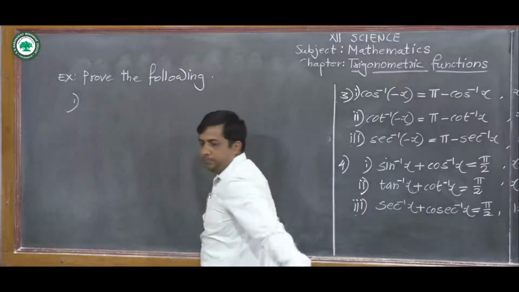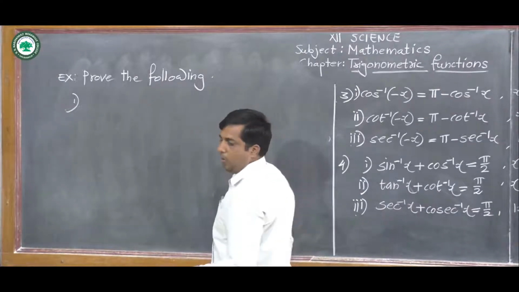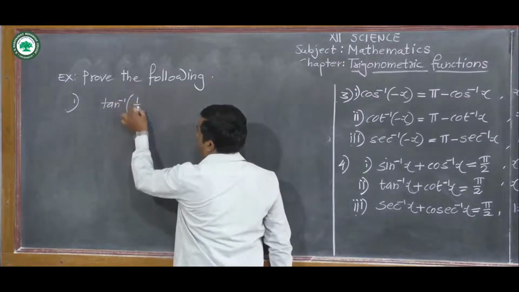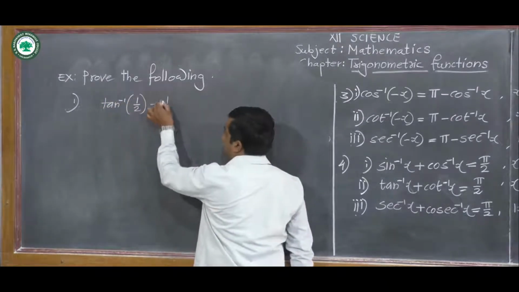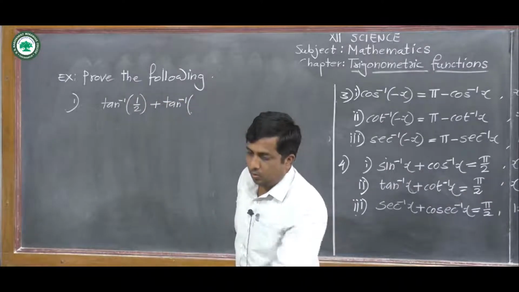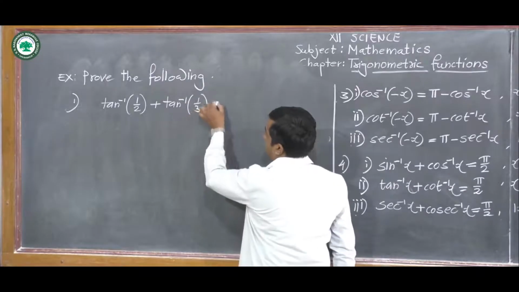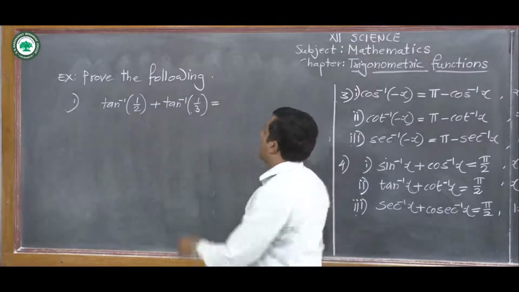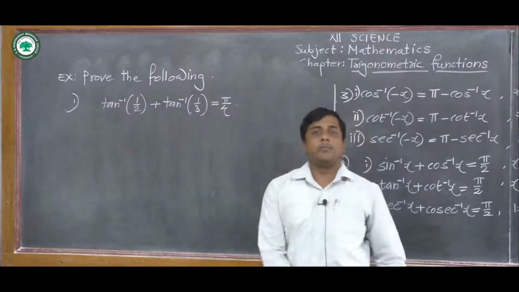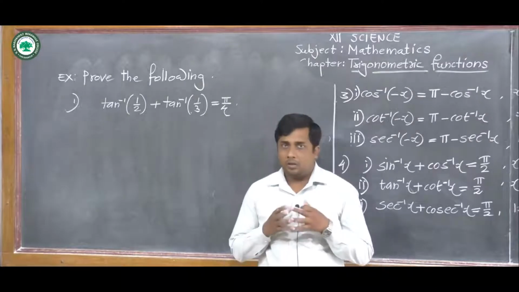First, we consider tan inverse of 1 upon 2 plus tan inverse of 1 upon 3 is equal to pi by 4. We have to prove this.